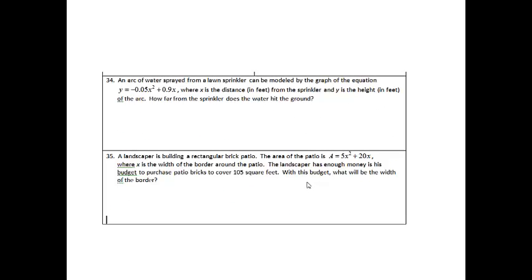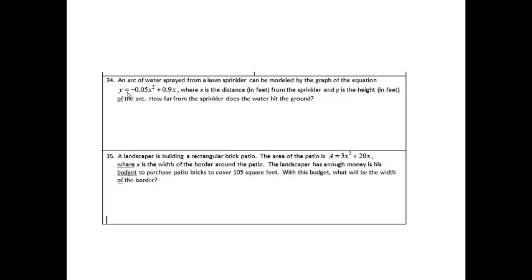Okay, couple story problems here. Number 34. An arc of water sprayed from a lawn sprinkler can be modeled by the graph of the equation y equals negative 0.05x squared plus 0.9x, where x is the distance in feet from the sprinkler and y is the height in feet of an arc. How far from the sprinkler does the water hit the ground?